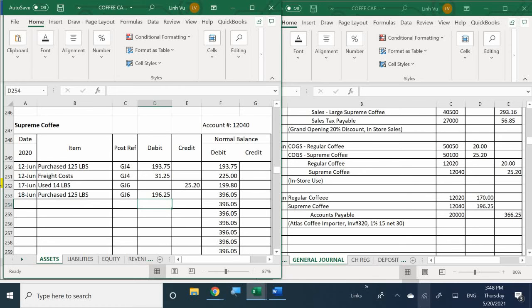So now that we did the ledger, would we put it in the sub ledger?